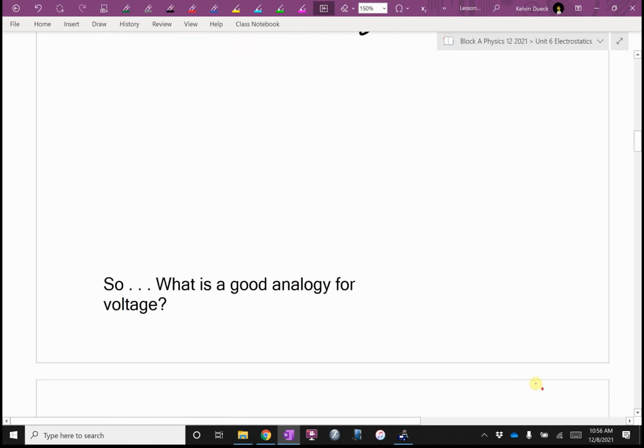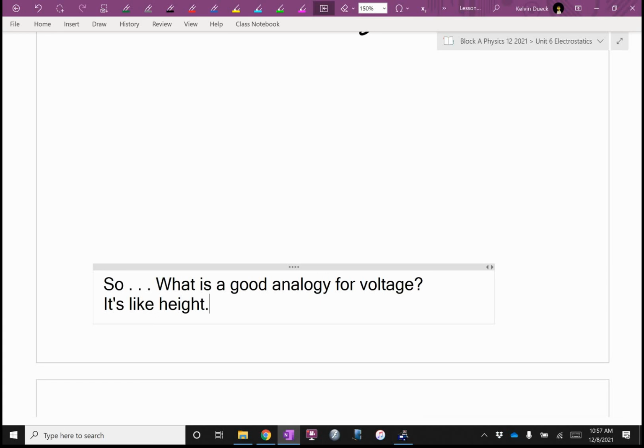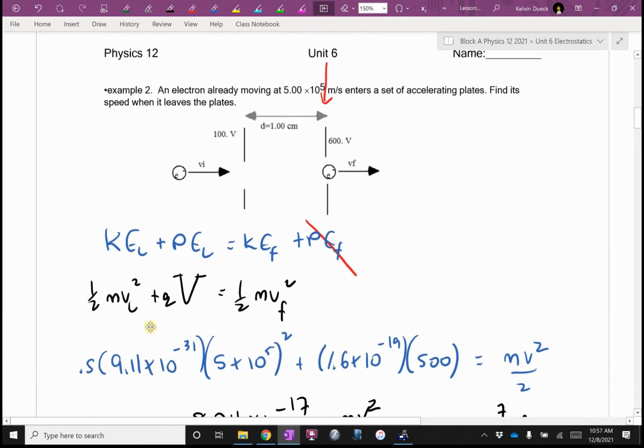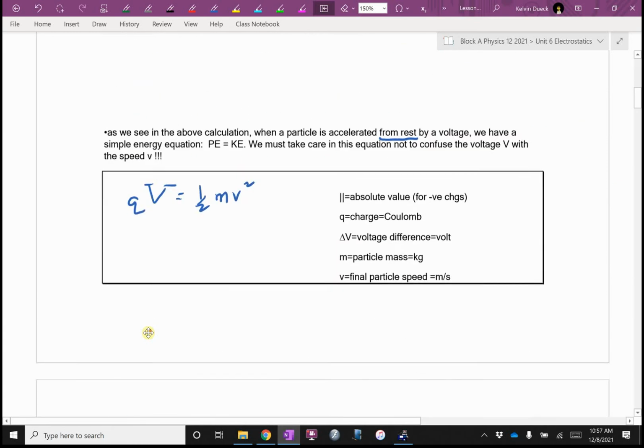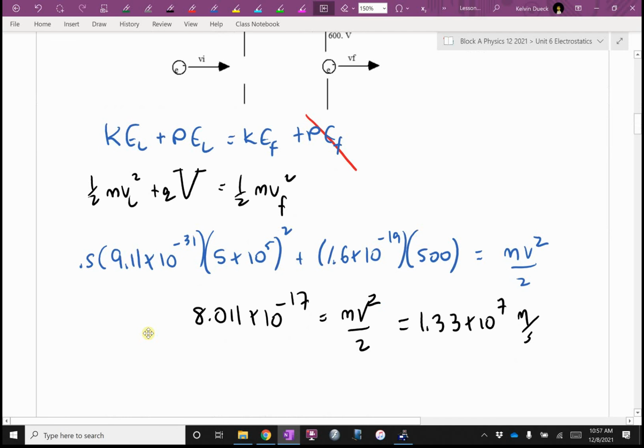I added something here. It's not in your notes, but what's a good analogy for voltage? It's like height. In situation 1, I literally turn my head sideways, and I think, oh, it's falling from, in air quotes, a height of 125 volts. All of its potential energy from the 125 volts, QV, is going to turn into kinetic energy when it hits the ground, again, ground in air quotes, although we do actually talk about plugs being grounded. So this is one application of voltage and parallel plates, particle accelerators, which are kind of cool.